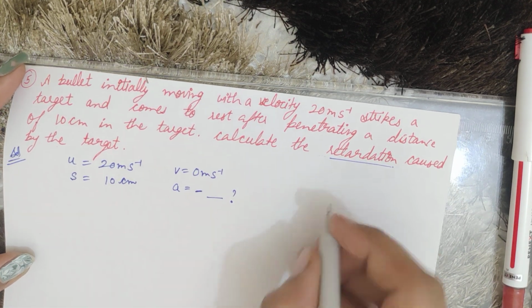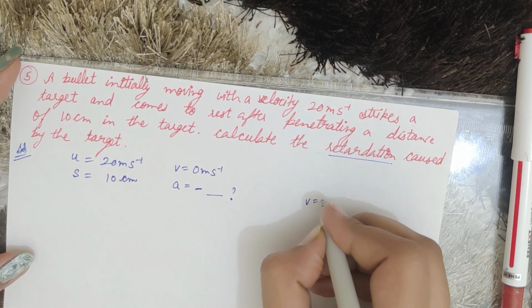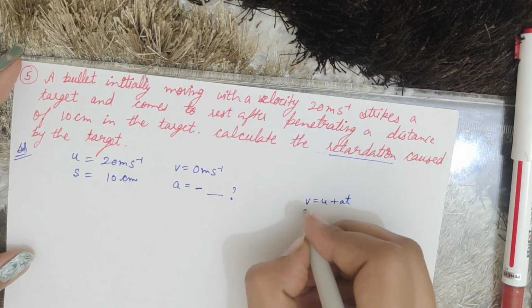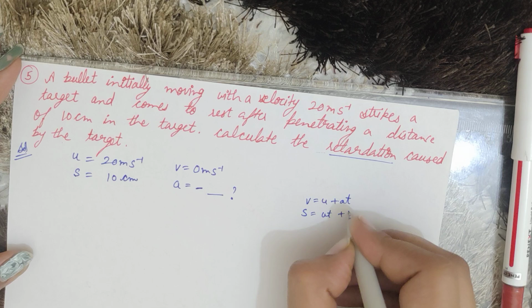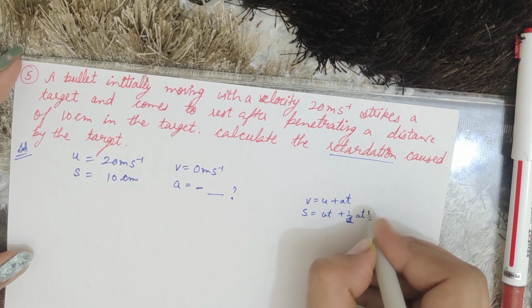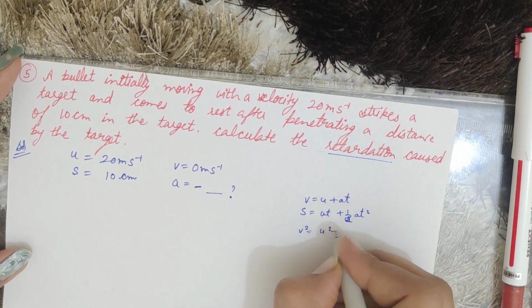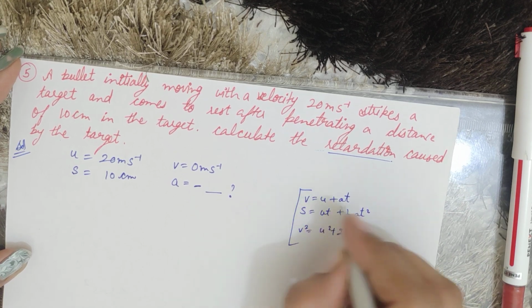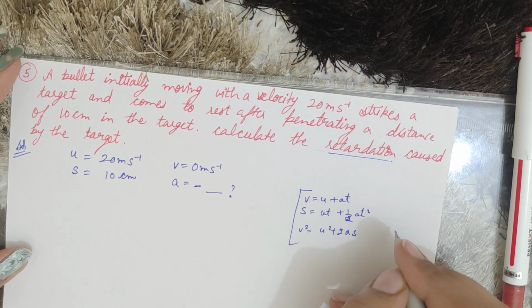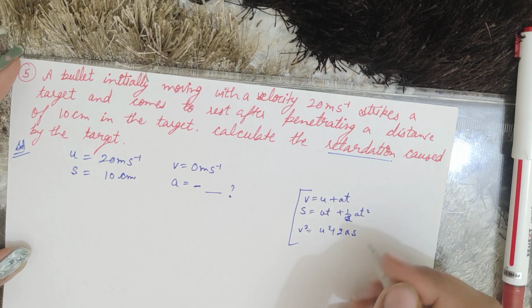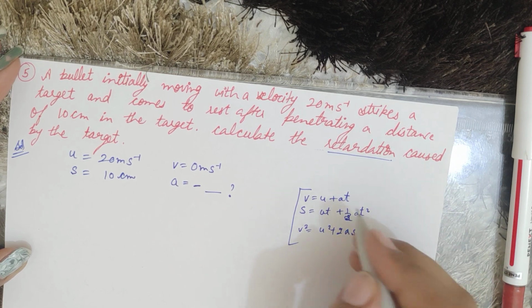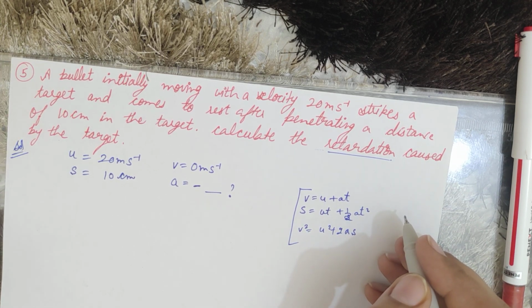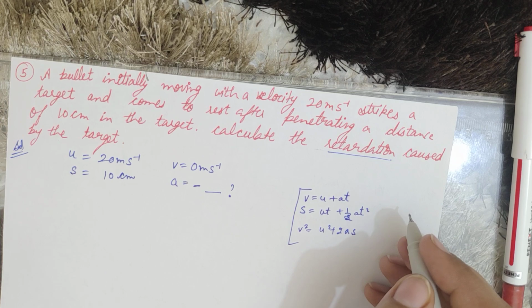If we talk about the various equations, the first is v equals u plus at, right? Second is s equals ut plus half at square. Next is v square equals u square plus 2as. If you are having confusion in any of the numericals, just write these three equations and check which of the things are given to you and which you need to find out. After that, choose the one equation, use it in the numerical and start solving.